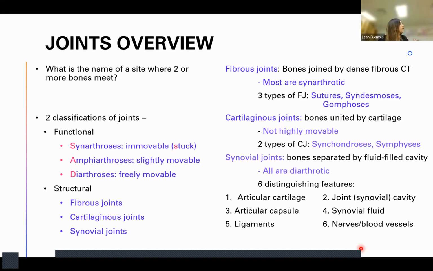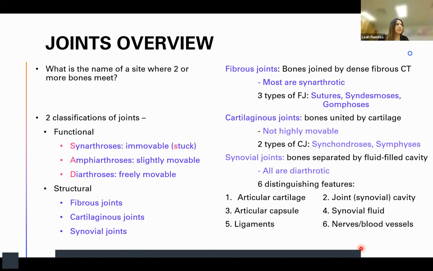And then we have cartilaginous joints. These are bones united by cartilage. These are not highly movable, but they are slightly movable. So these would be amphiarthrotic. And then we have 2 types of the cartilaginous joints. These are synchondrosis and the symphyses.